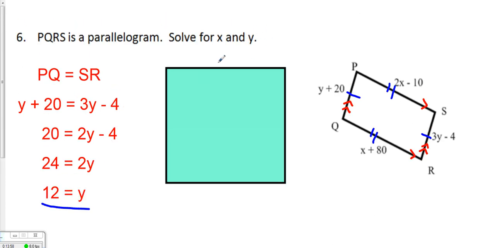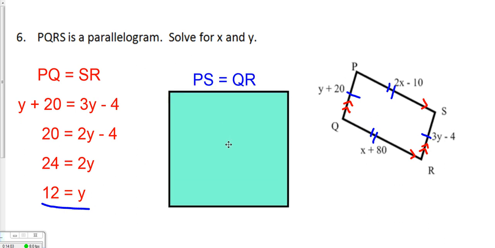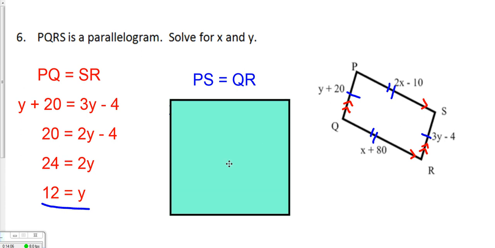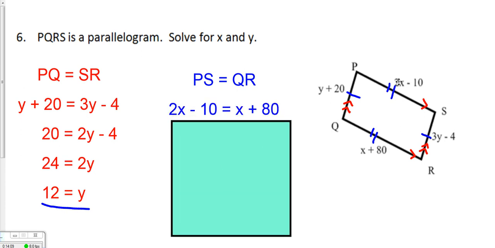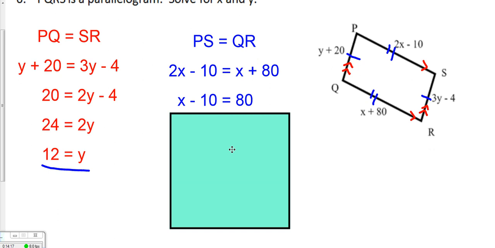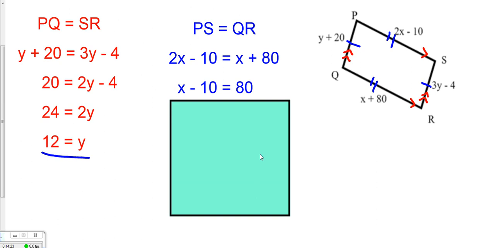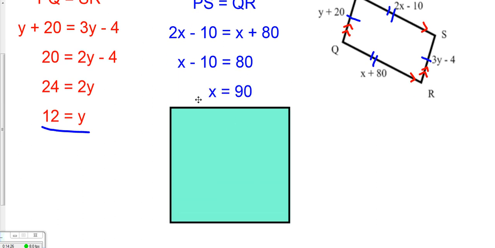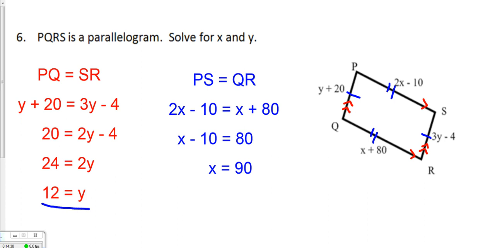We had to solve for x and y. We've got y done. If this is a parallelogram, then PS equals QR. These have to be the same length. So I can set those lengths then. 2x minus 10 equal to x plus 80. Write an equation for that. Subtracting 1x from both sides, I'd get 2x minus 10 equals 80. And adding 10 to both sides, I get that x equals 90. And now I've got everything solved for, x and y. And that'll be it for all of our examples.